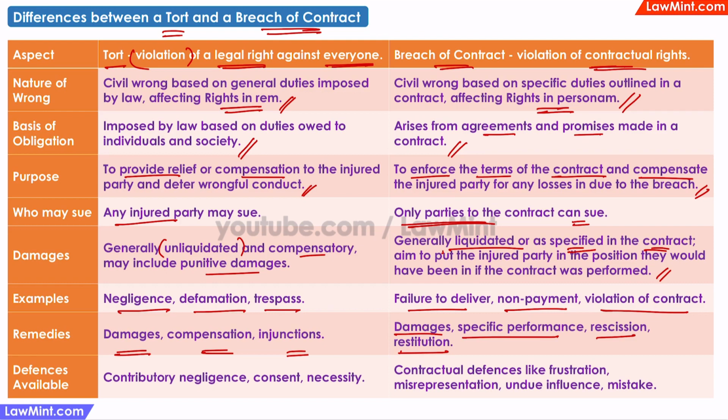And in a suit for tort, the defendant can claim contributory negligence, consent, or necessity as a defense. In a breach of contract suit, the contractual defenses like frustration due to unforeseen events, misrepresentation, undue influence, or mistake may be claimed as defense.